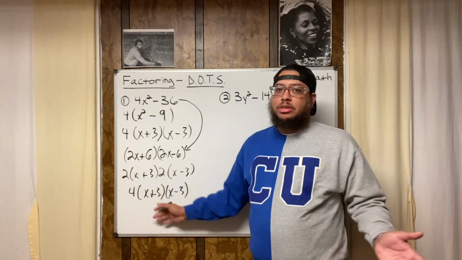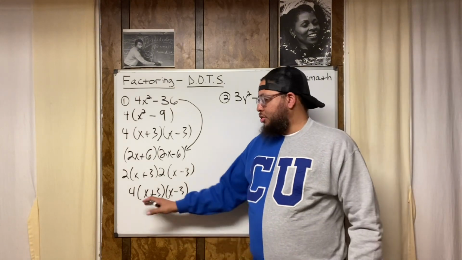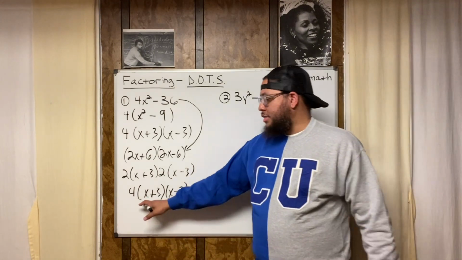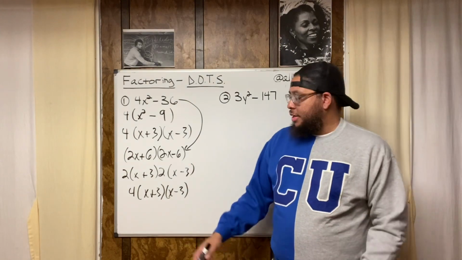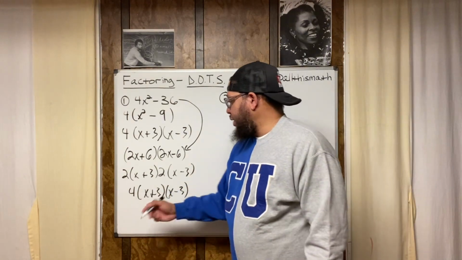When you read these problems out loud, don't say the word parentheses. That's unsophisticated. Don't do that. This is a quantity. The quantity of x plus 3 times the quantity of x minus 3. All right? So that's the final answer for this one.